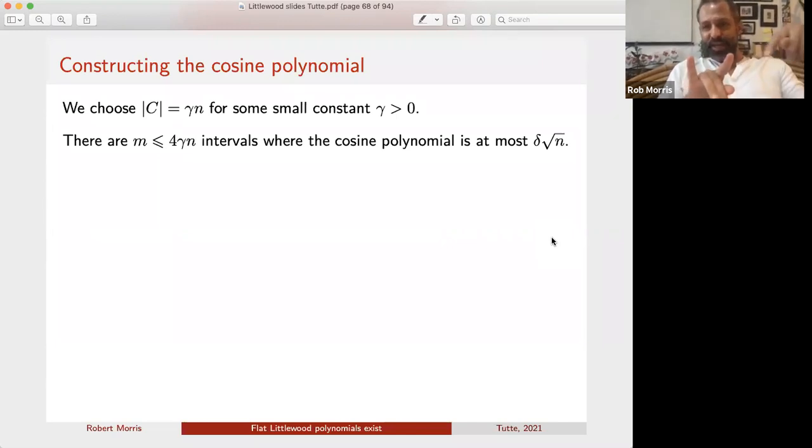Because every time it goes into this dangerous bit or out of it, that's the root of some polynomial, right? And so there are 2 gamma n roots for this one and 2 gamma n roots for this one. It's a cosine polynomial, so you get twice as many roots as you expect, twice as many roots as the degree, not just the degree. Okay? So the fundamental theorem of algebra tells you that if you take your degree of your cosine polynomial to be small, you have at most 4 gamma m dangerous intervals.